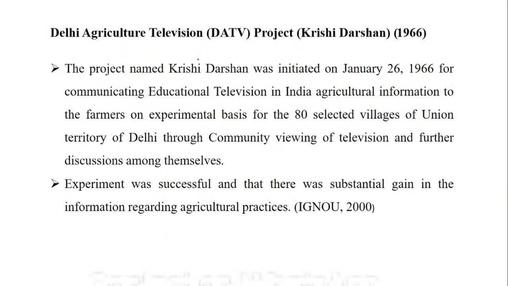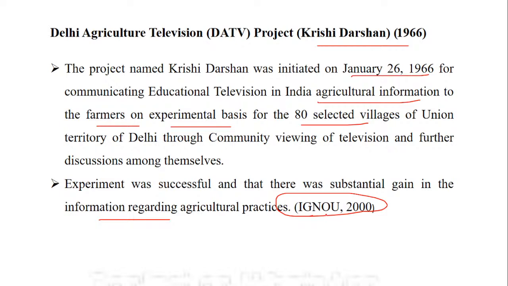Now the next one is the Delhi Agricultural Television Project, Krishi Darshan. This particular project was initiated on 26th of January 1966 for communicating educational television in India with agricultural information. So Krishi Darshan is basically focusing on agricultural information, to the farmers, again on an experimental basis where 80 villages were selected. The experiment was successful and there was a substantial gain in information regarding agricultural practices, which was even supported by IGNOU. Please remember that IGNOU had a great support, but at that time they didn't have their own projects. So the second project, Delhi Agriculture Television, Krishi Darshan, was basically to boost agricultural knowledge. And again, it was an experimental basis, but the experiment went very well.